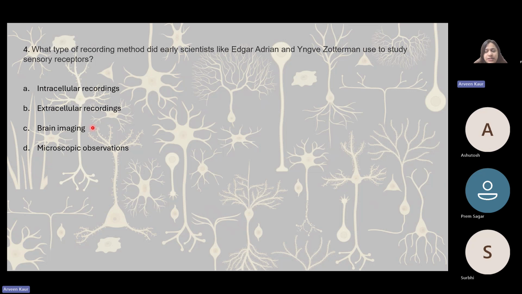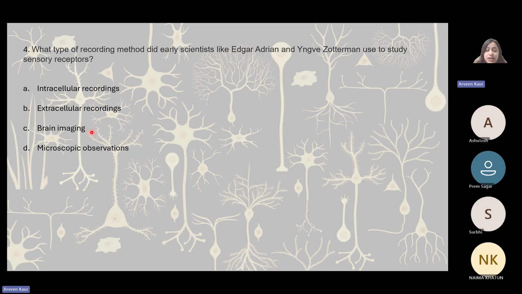Brain imaging came much, much later. It is a part of contemporary neuroscience. Brain imaging is in that era where CT, MRI, etc. have come into the picture, but that had not happened during the era of these early scientists, Adrian and Zotterman. Microscopic observations have been around for a while, but it is not a recording method. It is a histological method, so we can rule this one out too.